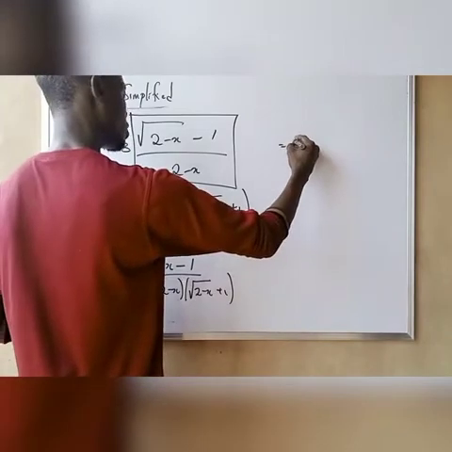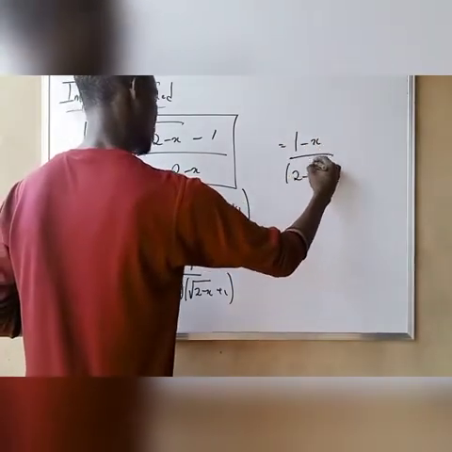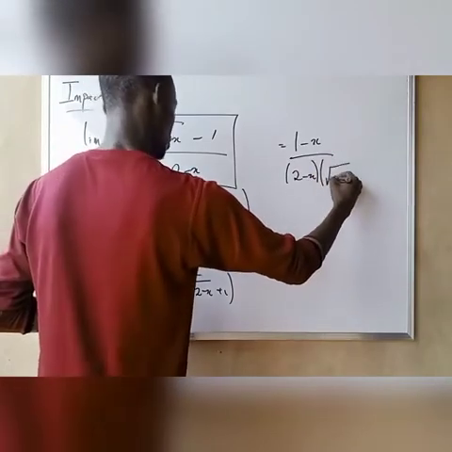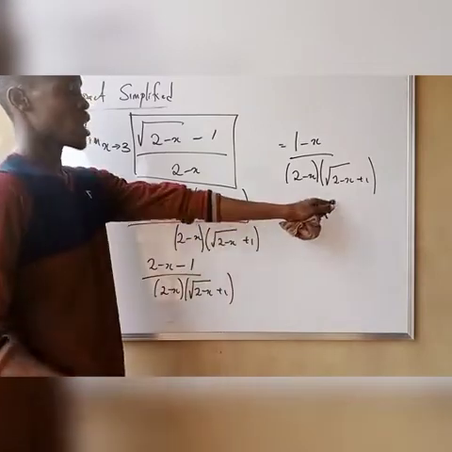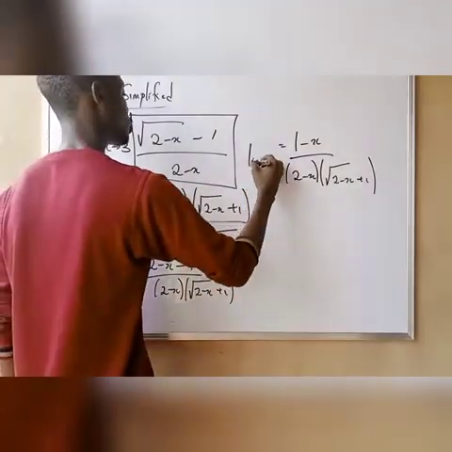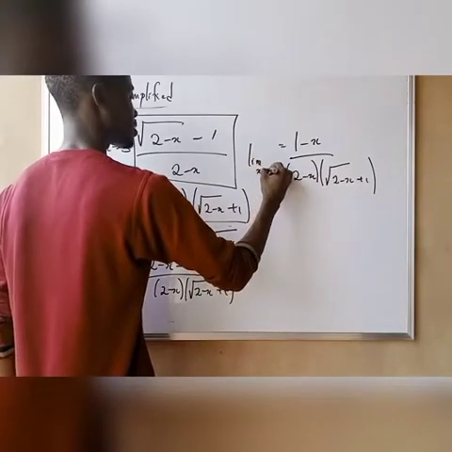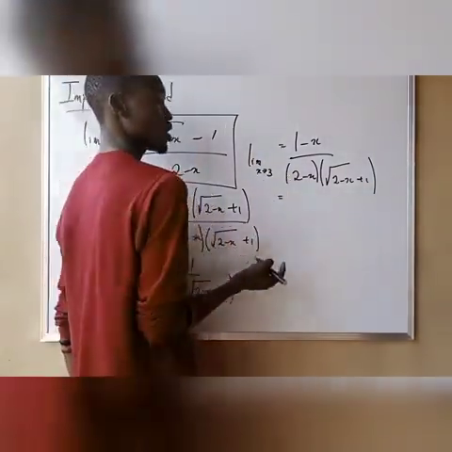And if you solve this, what do we have? 2 minus 1 is what? Is 1 minus x divided by what? 2 minus x, the square root of 2 minus x plus 1. Though we are still meant to rationalize this, but just rationalize 1. And after that, you limit your x tending to 3. So if you limit your x to 3, just put your x as 3.